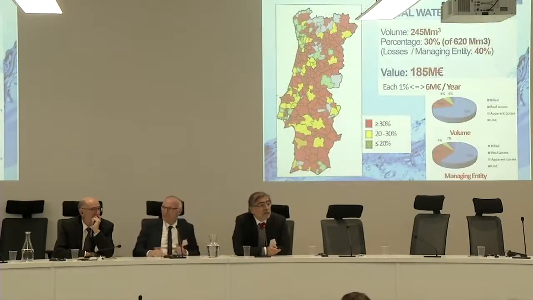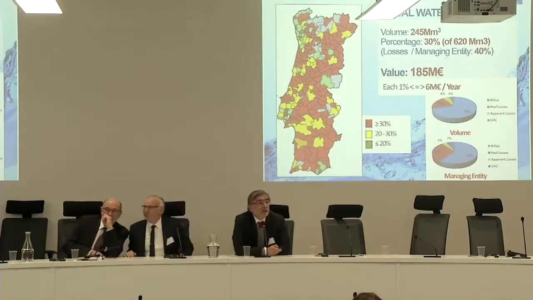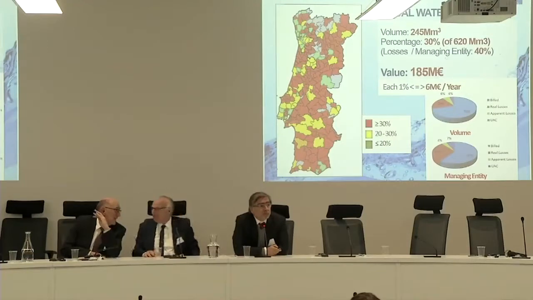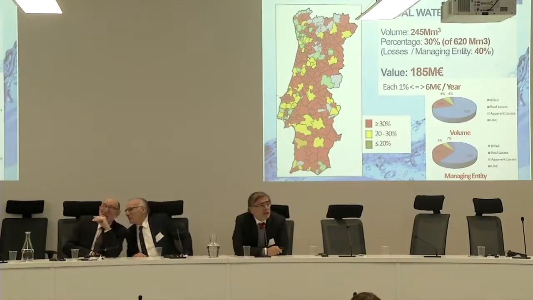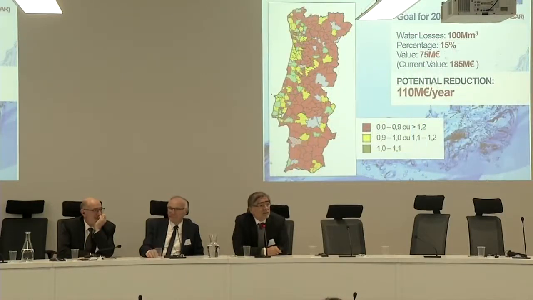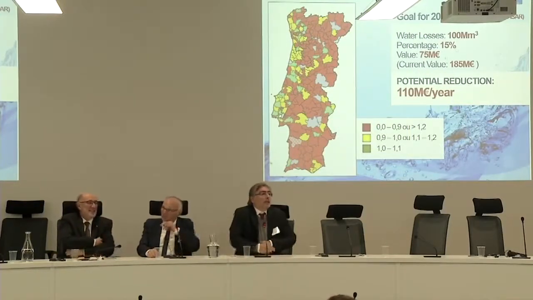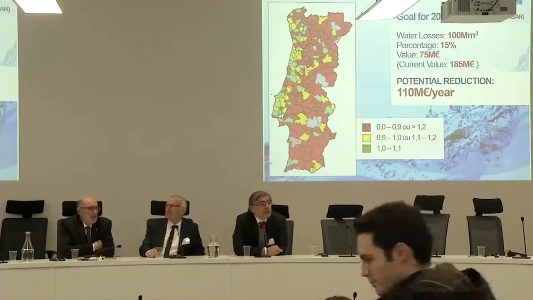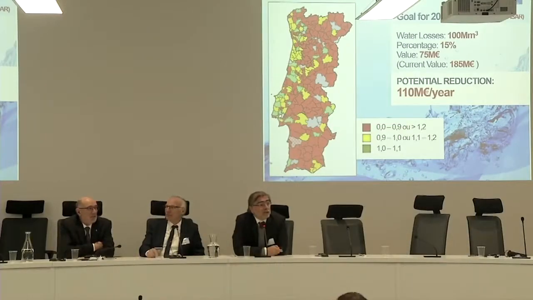In Portugal, the water losses are at a level of 30% of the volume, and as you see in red are the zones, the municipalities that are above the limit, nearly all the country. In terms of potential reduction, we have more than 100,000 euros per year if we reduce the losses.